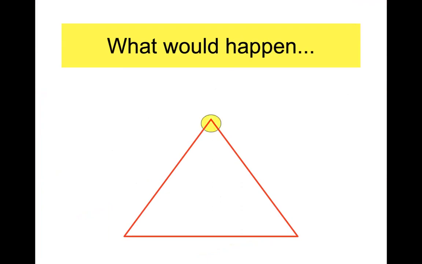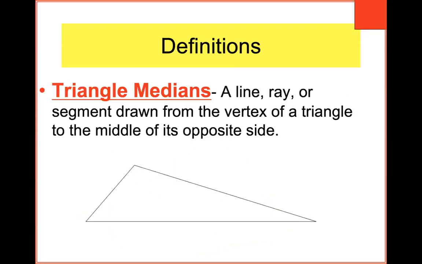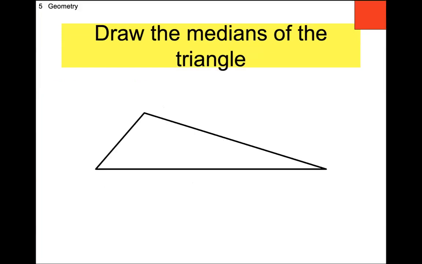These are called medians. Remember, medians go from a vertex to the middle of the opposite side. So triangle medians: a line, ray, or segment drawn from the vertex of a triangle to the middle of the opposite side. I'll allow you to pause the video and write that one down. By the way, that should already be in your notes from way back when. We have done nothing with medians yet. Now we're finally going to do something with medians.